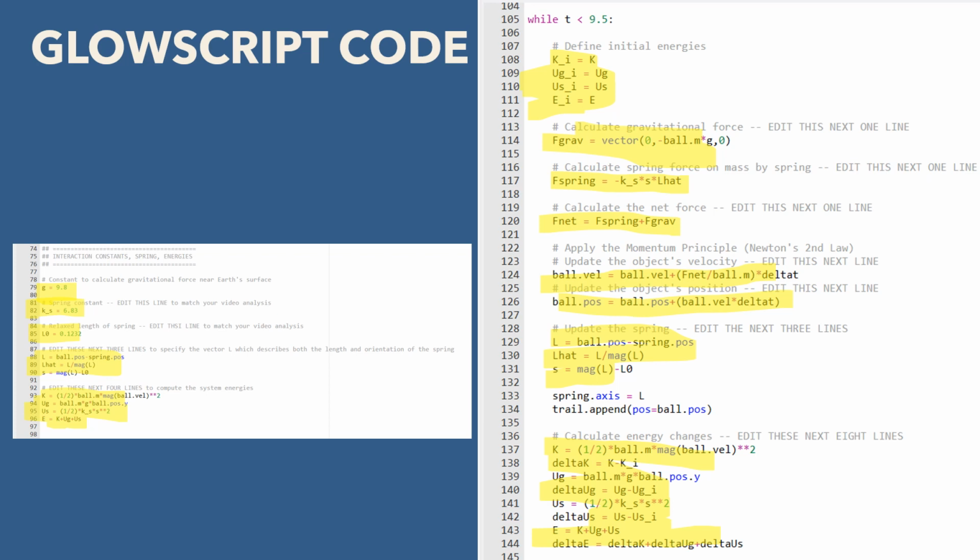And then here we have all the variables that we've defined. So K, UG, US, E. We have the gravity vector, which we know that it should be negative in the Y direction. We have the spring force and then the net force. So the force of the spring plus the force of gravity. And then we have the velocity update formula, the position update formula. We have calculated L, L hat, and S. And then down here we have K. We have K, UG, US, and E, but we also have the change in those values, which is what delta K, delta UG, delta US, and delta E stand for.